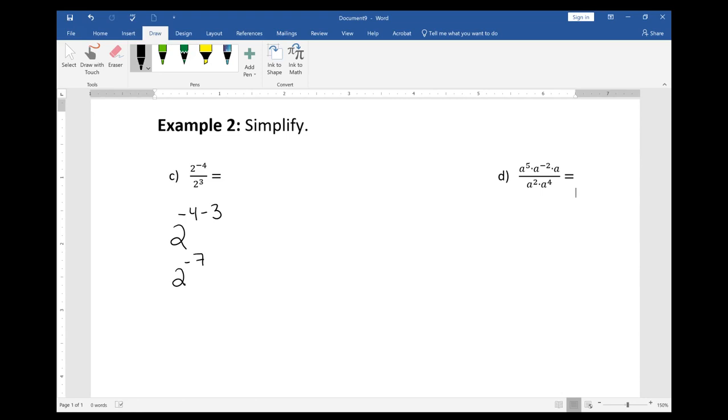Following more properties of exponents, we could write that without the negative exponent, and that will be equivalent to 1 over 2 to the power of 7.